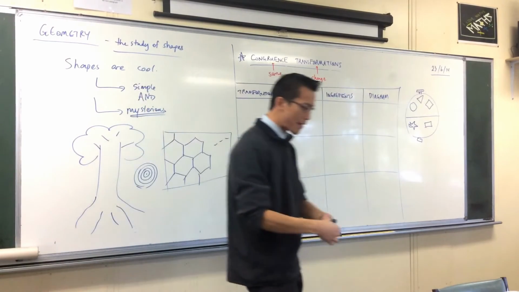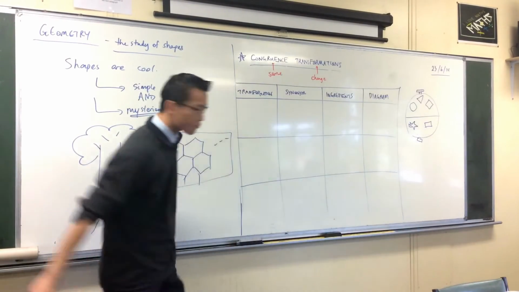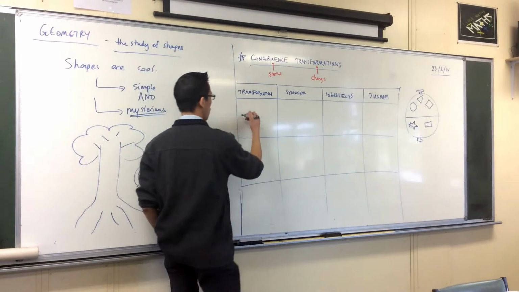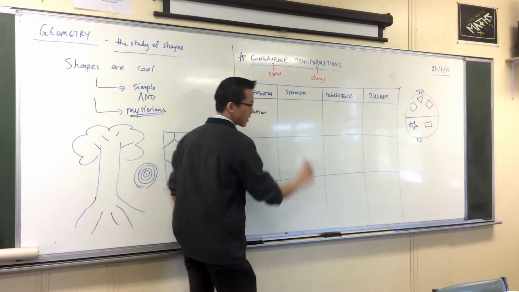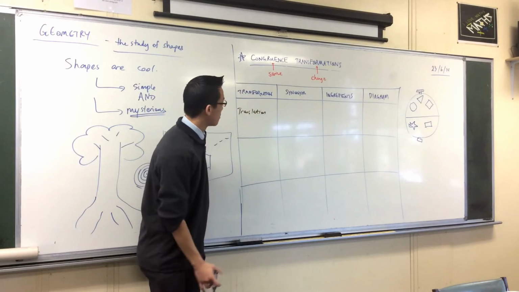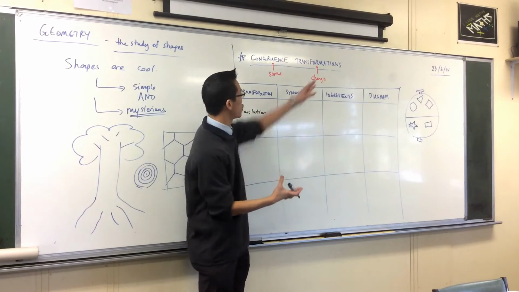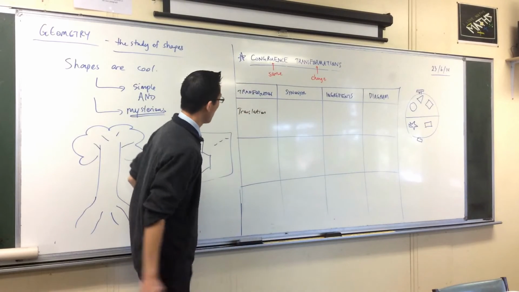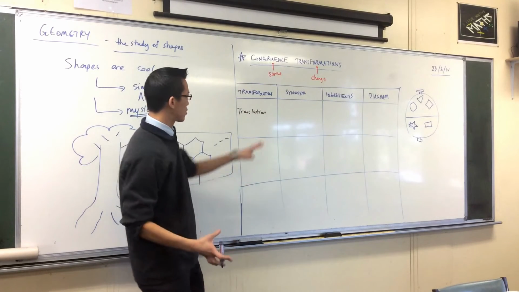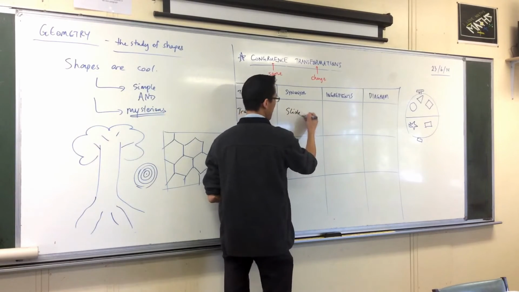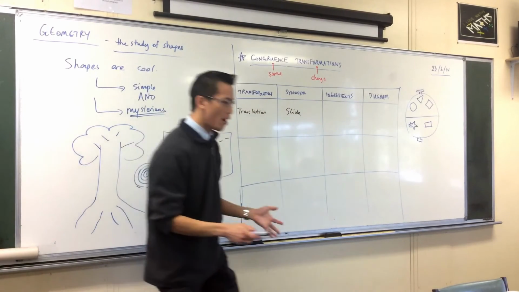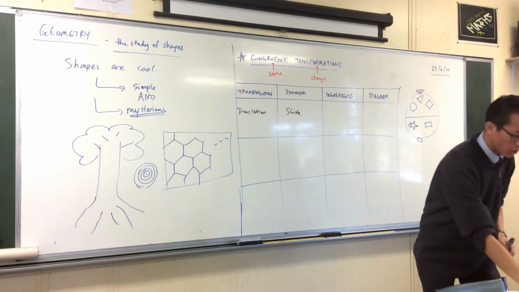So, here's my first one. Okay, let's go to black, shall we? My first kind of transformation is called translation. You're like, that sounds like a language word. It is a language word, but we're thinking about it in the terms of shapes and moving them around, okay? I think the easiest synonym for translation is kind of like sliding, okay?